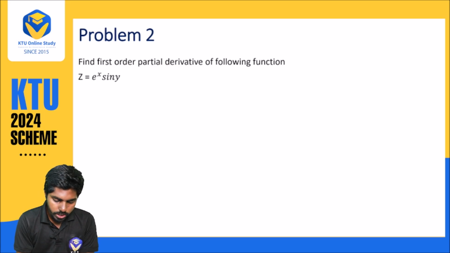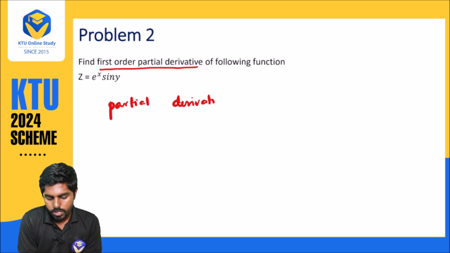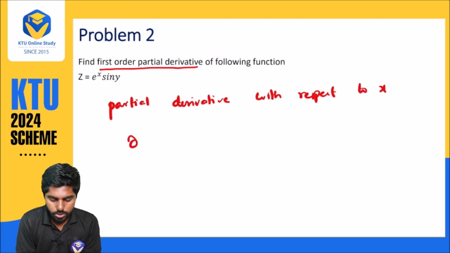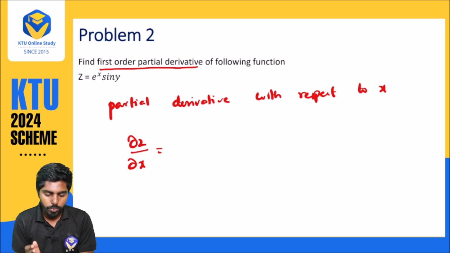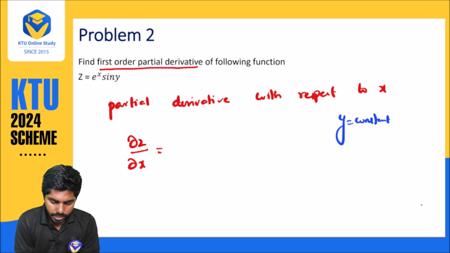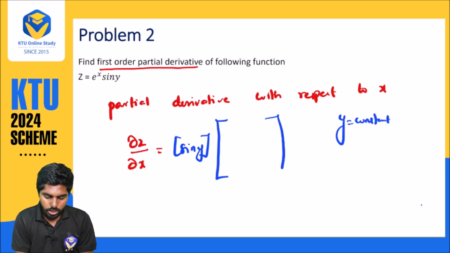Now the question is to find the first order partial derivative. First order partial derivative means, with respect to x I am taking first. So that is dou z by dou x. I want to treat y as a constant. So I can take sin y outside because it is common.